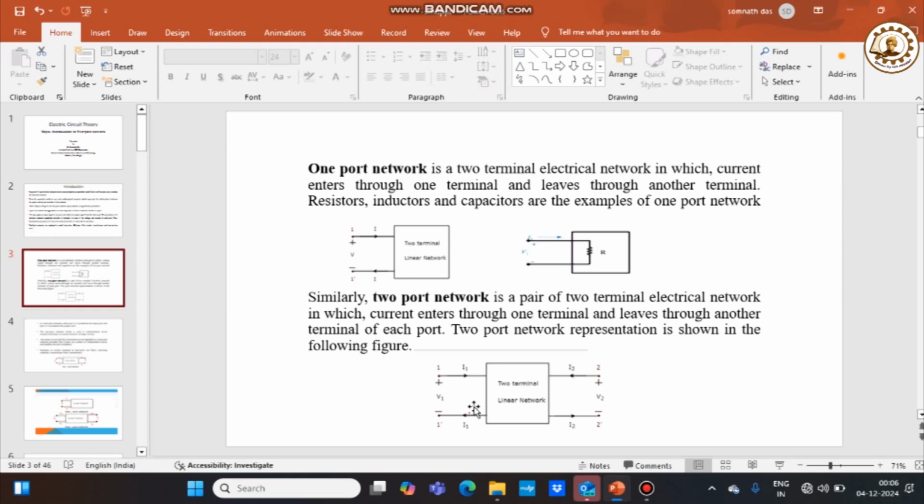In a two-port network there are two ports, port 1 and port 2. In port 1, terminal 1 and terminal 1 dash are there. In port 2, terminal 2 and terminal 2 dash are there. If you see port 1, current I1 is entering the network and current I1 is leaving the network. If you see port 2, through terminal 2 current I2 is entering the network and through terminal 2 dash current I2 is leaving the network.